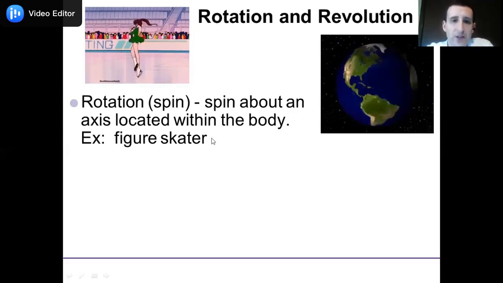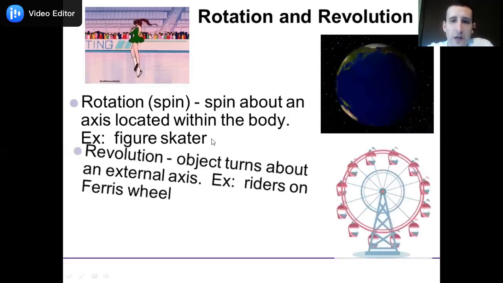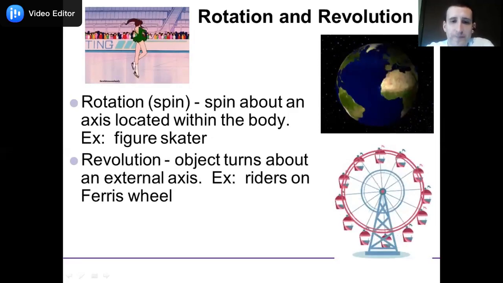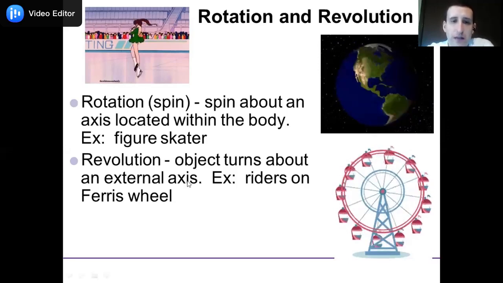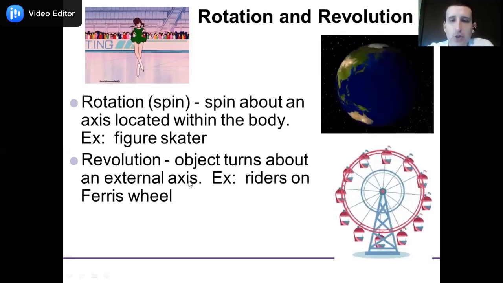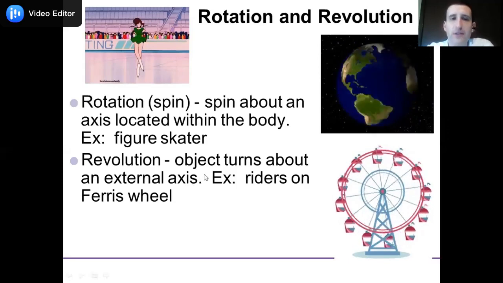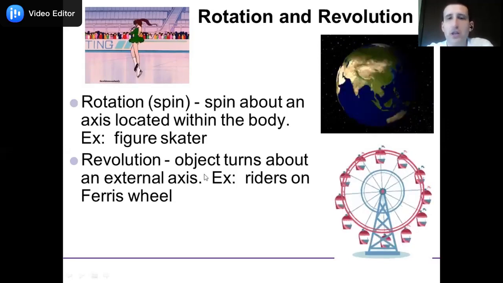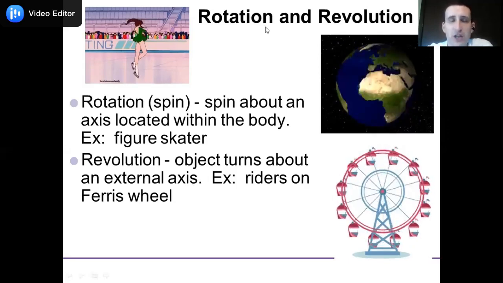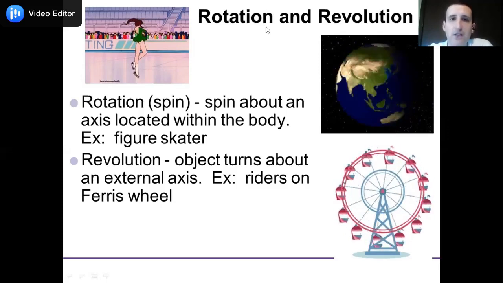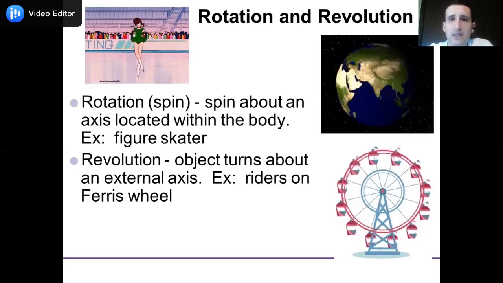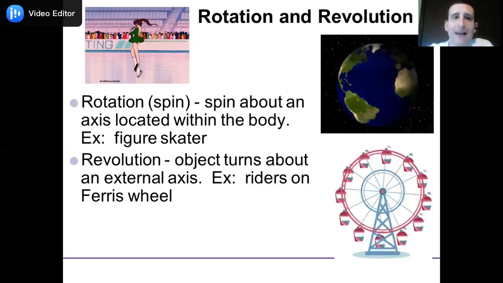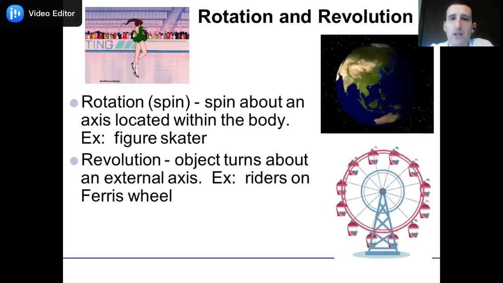And that is contrasted with the idea of revolution. You're still turning in a circle in a revolution, but you're going around an axis that is external to you. So it's still about circles. Both of them are about circles. In the one case, rotation, the center of the circle is inside of you or the object that's spinning. In the second case, the center of the circle is outside of the object that is spinning.